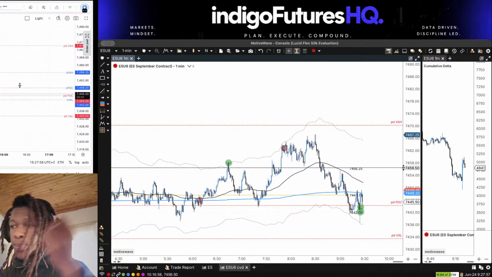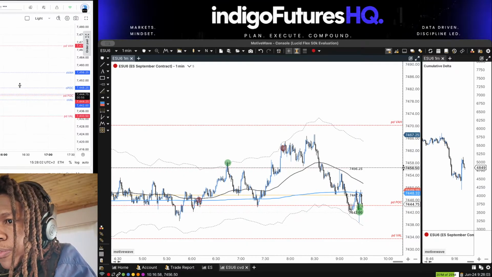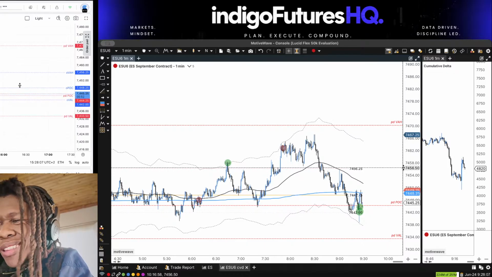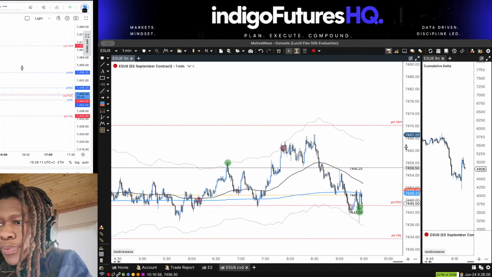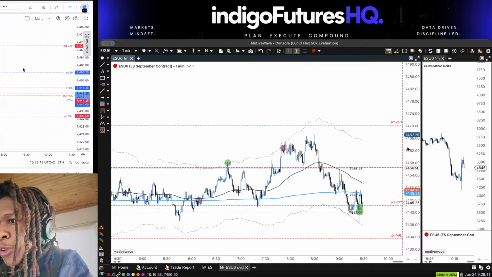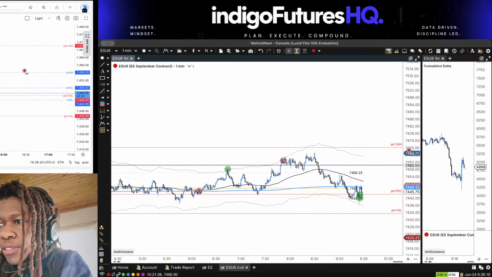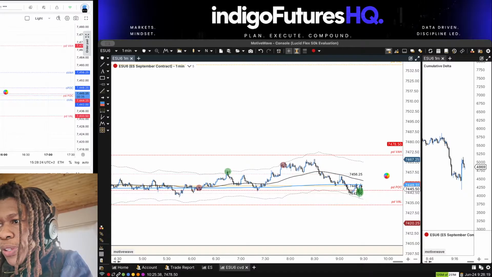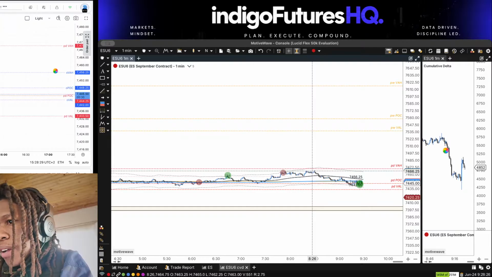I want to use it to spot absorption at our key levels. That way we'll know for sure if we're getting absorption, or if we're getting continuation moves, that type of thing. So that's why I have this little chart over here.